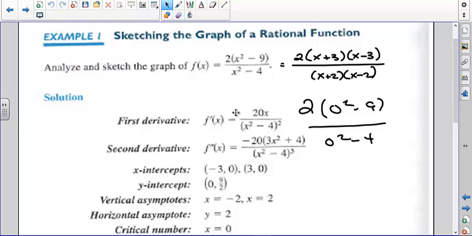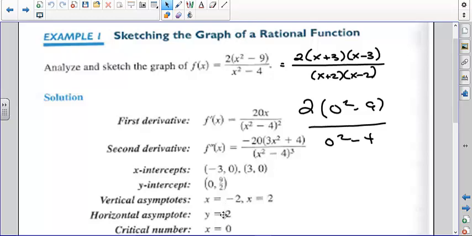The vertical asymptotes are where the original function is undefined. So if you factor the denominator, you'll see that at x equals -2 and at x equals 2, the denominator goes to 0, and therefore you have vertical asymptotes there.